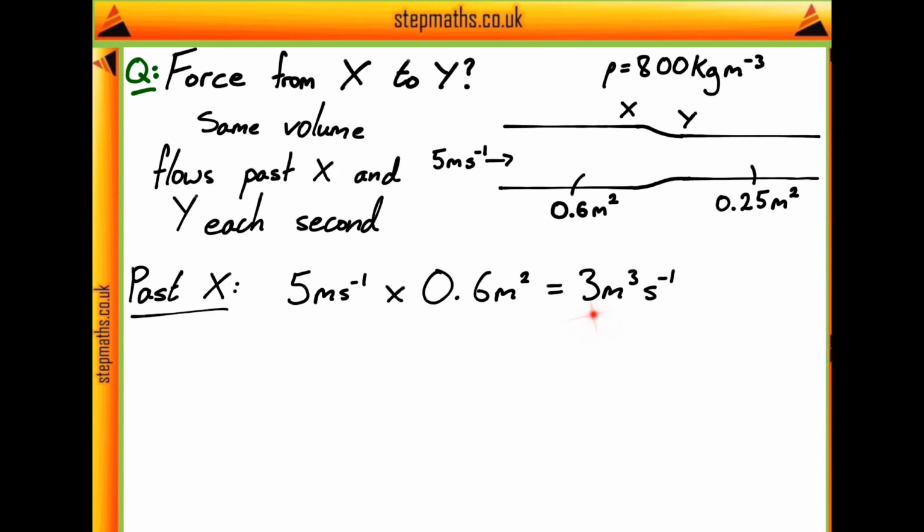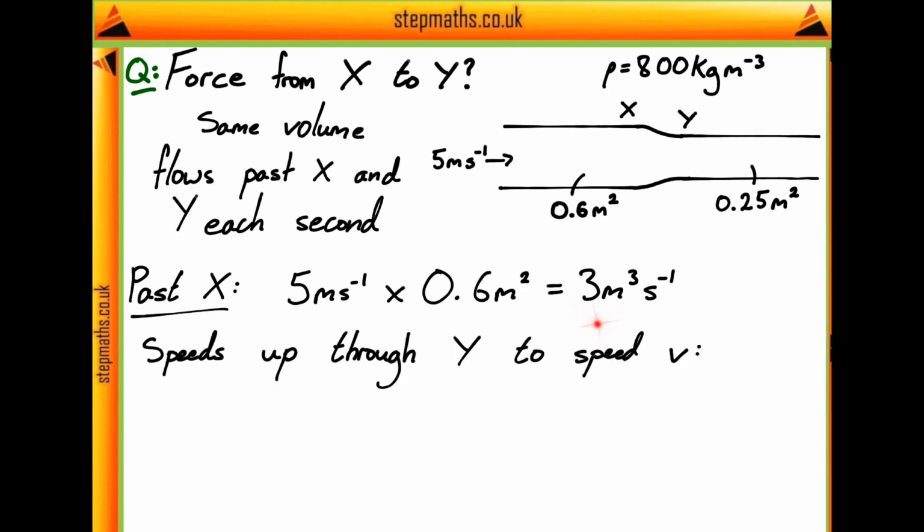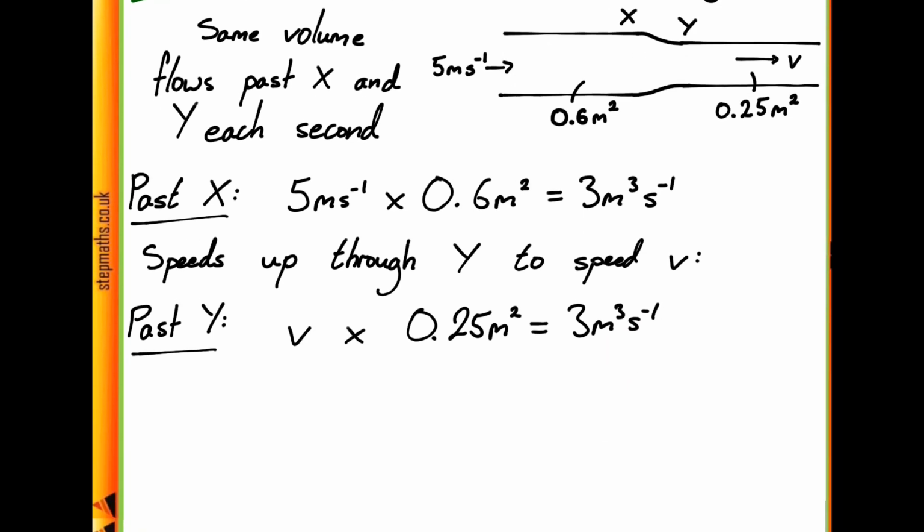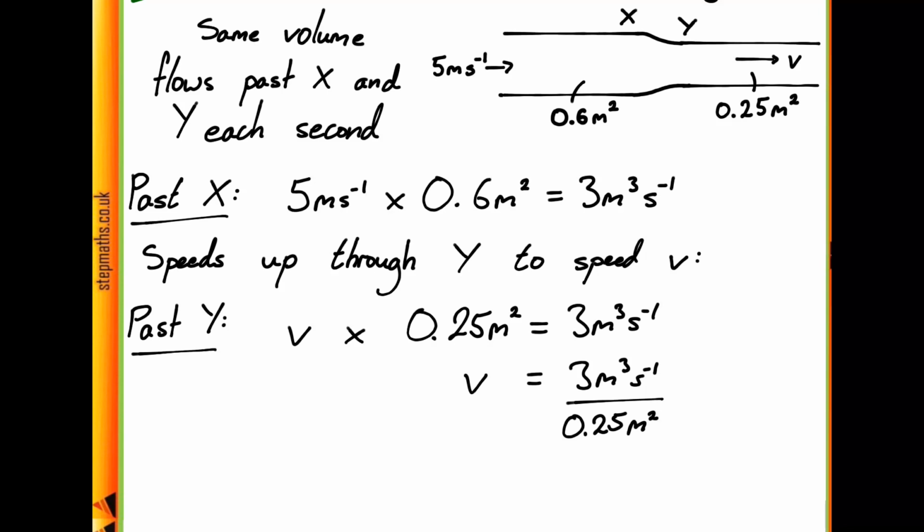Then, if we consider the next point, Y, where we know that the oil is going to speed up to this speed V, which we're going to label on our diagram, then passing through Y we can do exactly the same equation, but with this new speed V and the same volume per second of 3 meters cubed per second. Rearranging this for V, we can divide through by the 0.25 meters squared to get that the new velocity of the oil is going to be 12 meters per second.